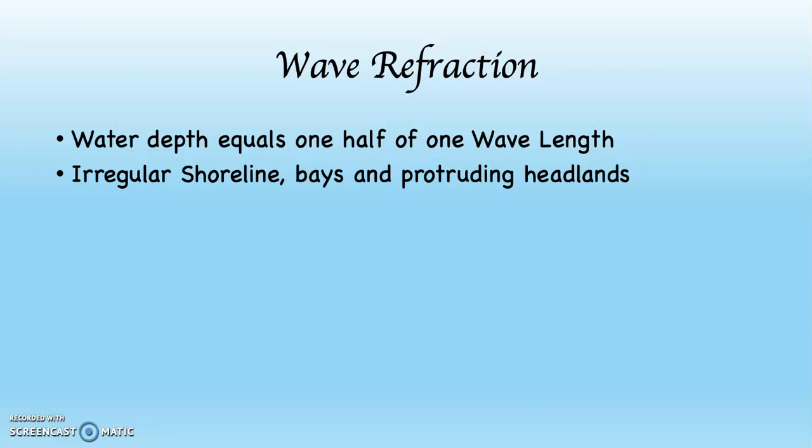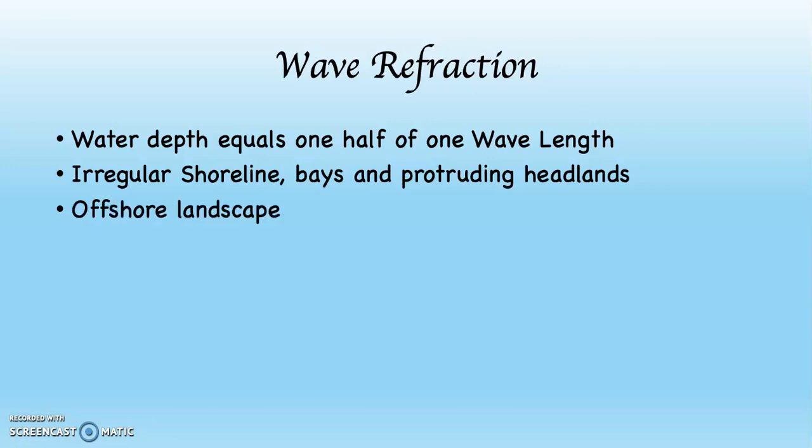Of course, most shorelines are irregular. They don't have this 90-degree angle where the waves come in straight away at a 90-degree angle and hit the coastline. Most shorelines are irregular. They have bays, they have protruding headlands, they're straight in some cases, they may be angled in other ways.